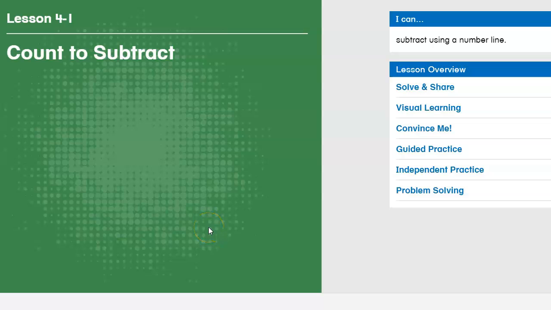Today we are beginning Lesson 1 of Topic 4. Our learning intention today is I can subtract using a number line. So let's get started with our solve and share.